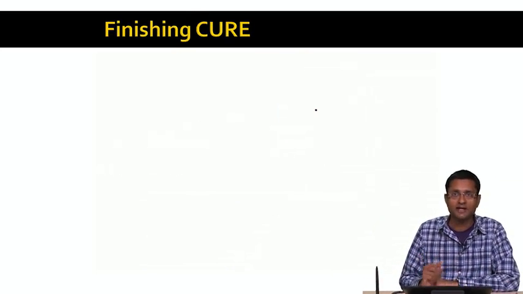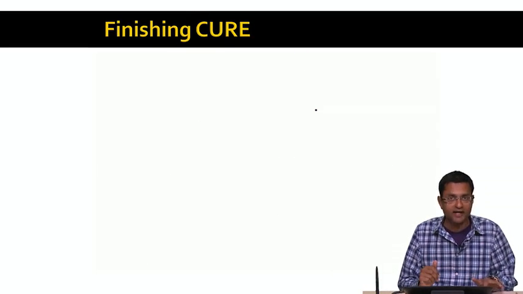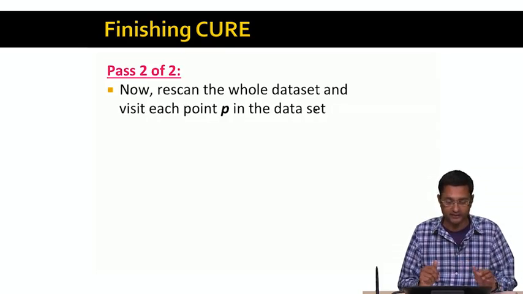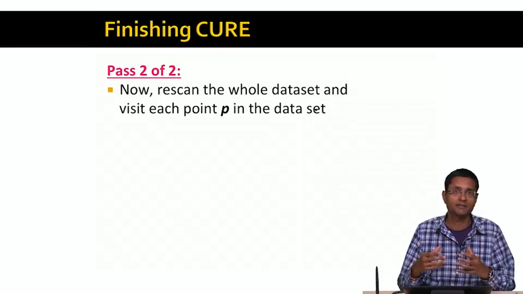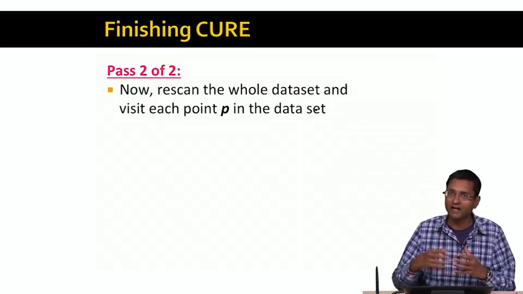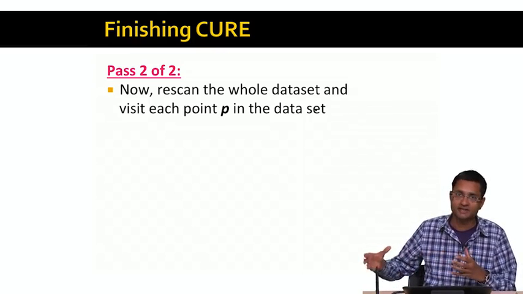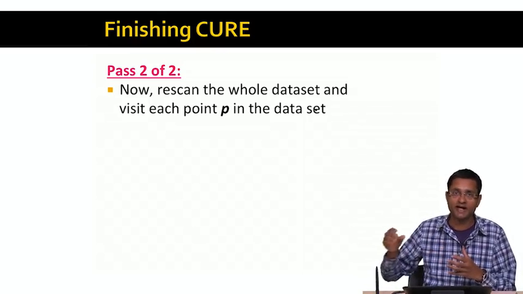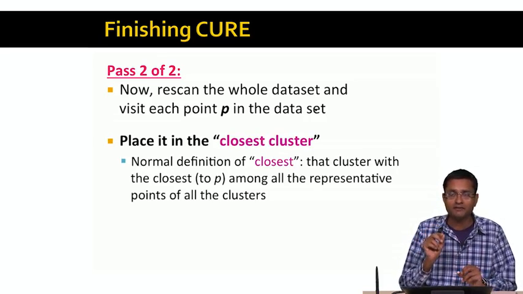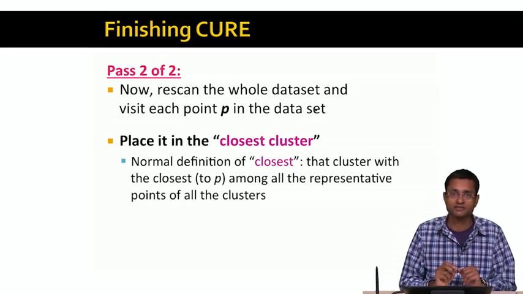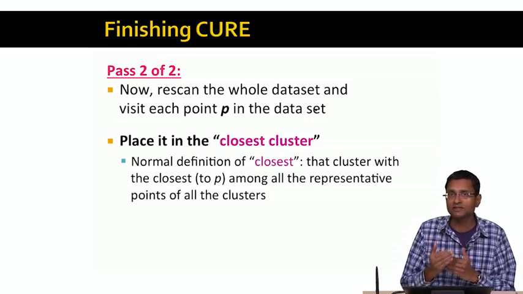So that's the first pass of the CURE algorithm. In the second pass of the algorithm, we scan the whole data set. Remember, so far we've been working with a sample of the data set that fits in memory. Now we go back to the whole data set, which is sitting on disk, and we rescan the whole data set and visit each point P. And we're going to take the point P and place it in the cluster that's closest to it. And the definition of closest is very simple.